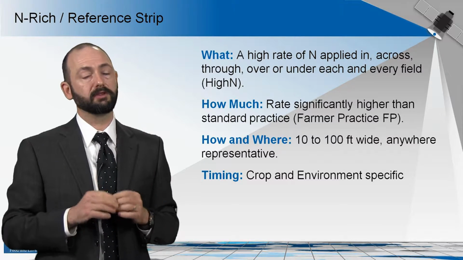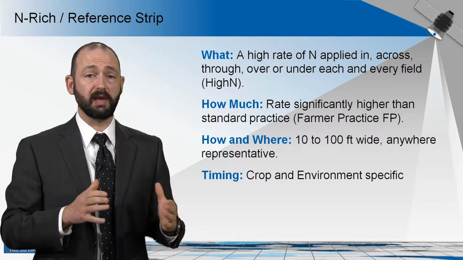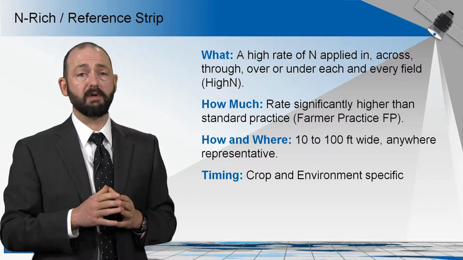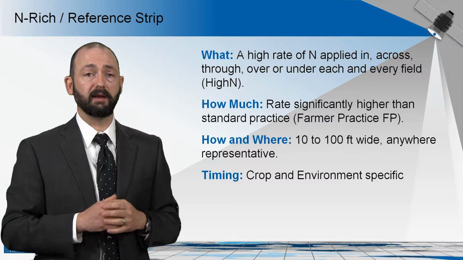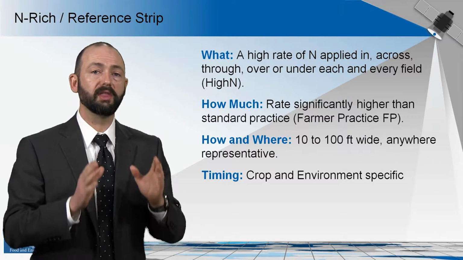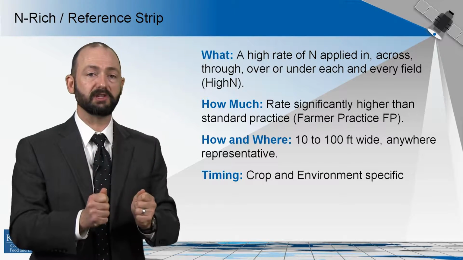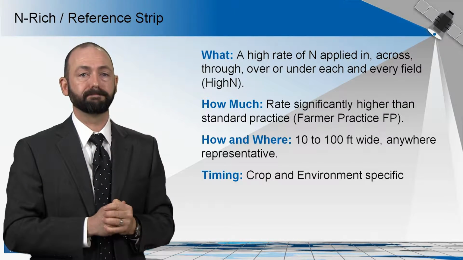As far as timing, that's going to be crop and environment specific. For example, in wheat, we're usually going to put that reference strip out at green up, whereas in corn, we're going to put it down before planting or at planting. We just want to make sure that area, we know it's sufficient in nitrogen when we go to side dress.